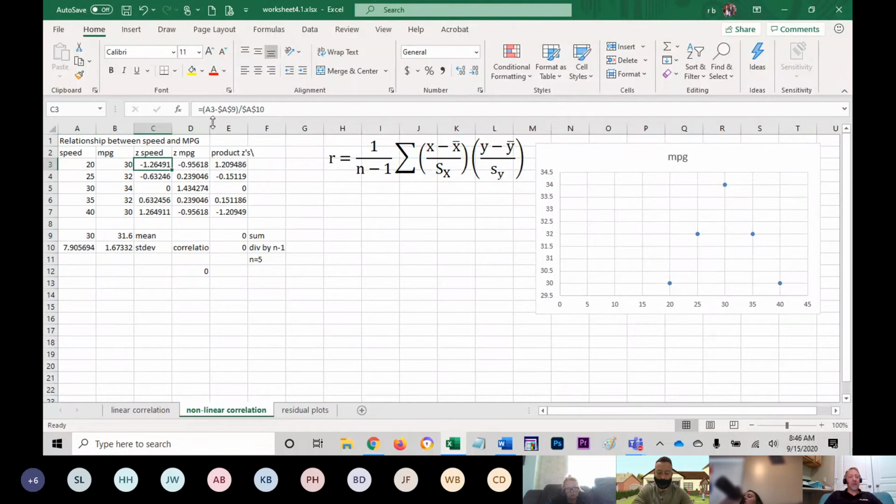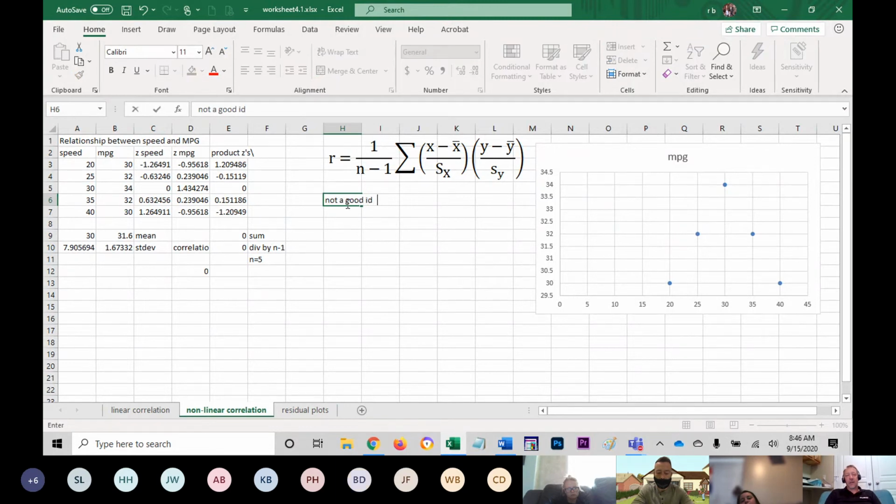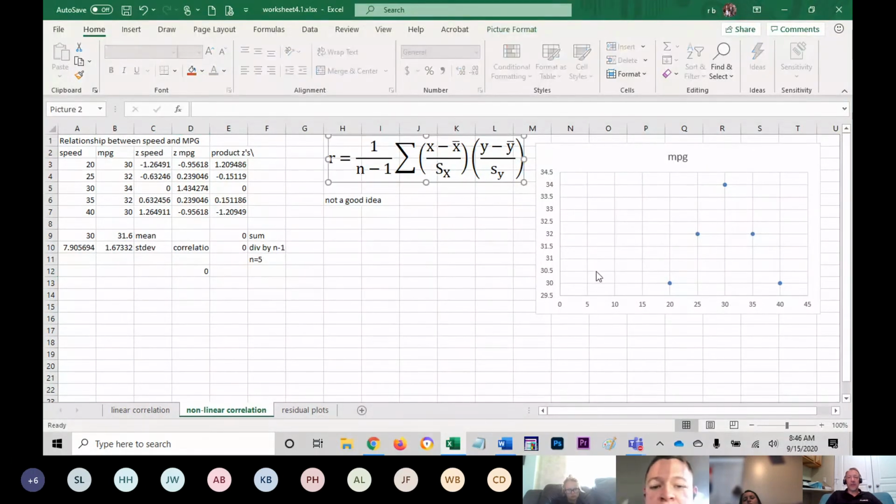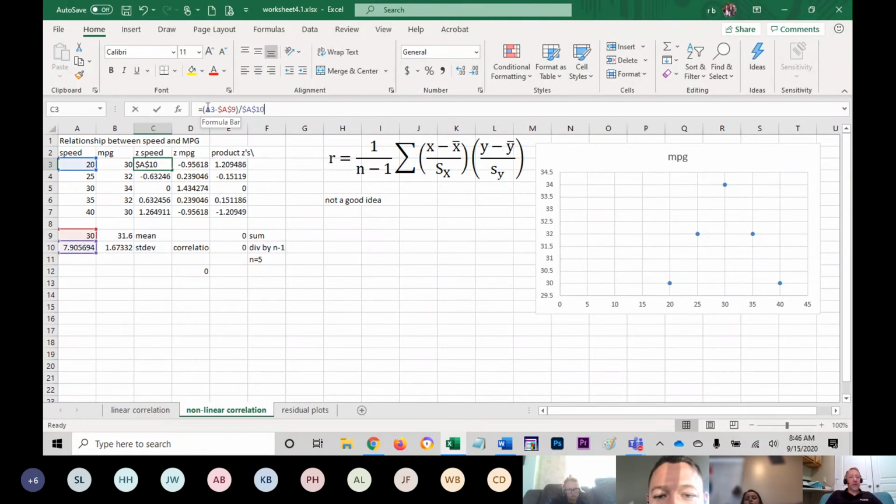Now, I told you I was going to show you what happens. So 0 is the correct answer in this case. And also, is linear correlation a good idea? Not a good idea. Because normally when we get a correlation of 0, we say that there's no correlation. Is there correlation in this case? Yes, there is. It's a nonlinear correlation, so this equation doesn't work well when it's nonlinear.